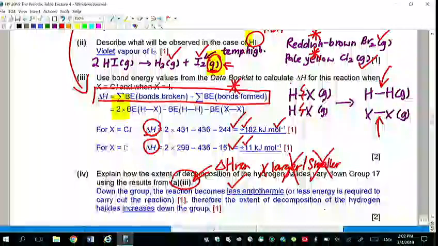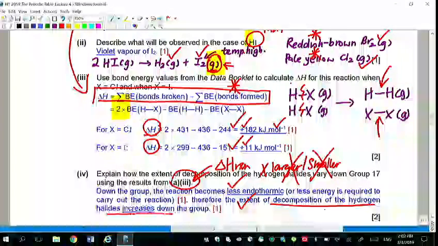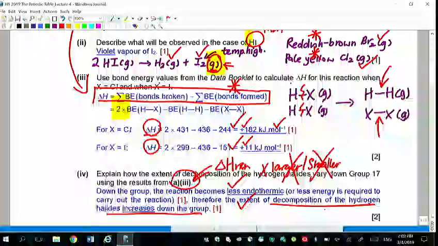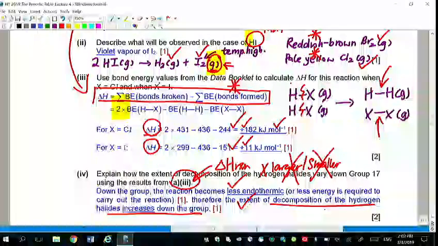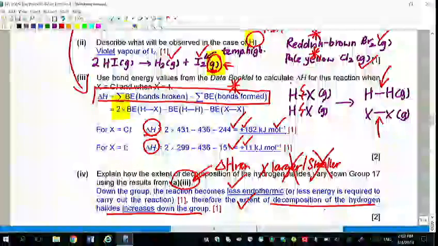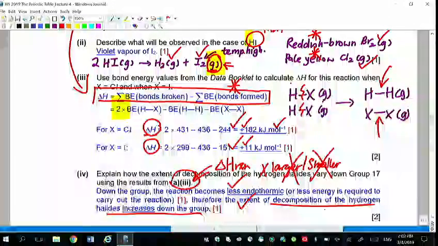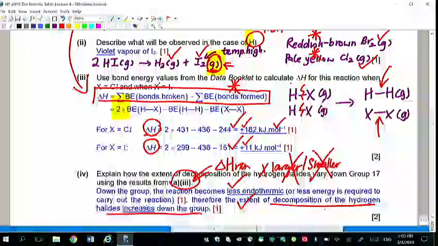Because it is less endothermic, it means that it requires absorbing less energy for the reaction to occur. The extent of decomposition increases down the group. It is decomposed to a larger extent because, based on what we learned in theory, down the group the thermal stability decreases. It becomes less stable. Your group 17 hydrides become less stable. It is decomposed more easily. Decomposed more easily means that the extent of decomposition increases down the group. That is how I check.